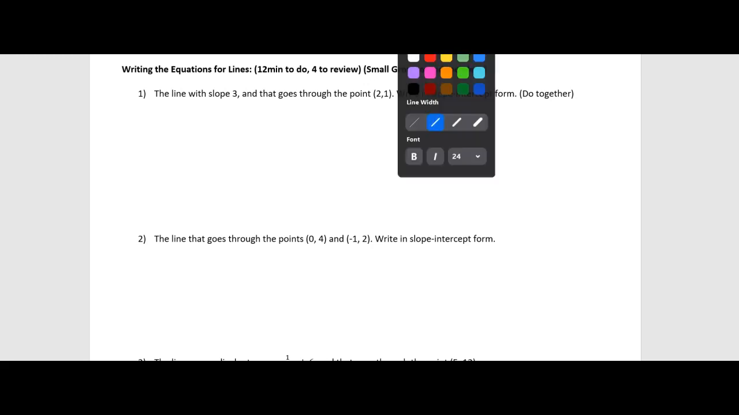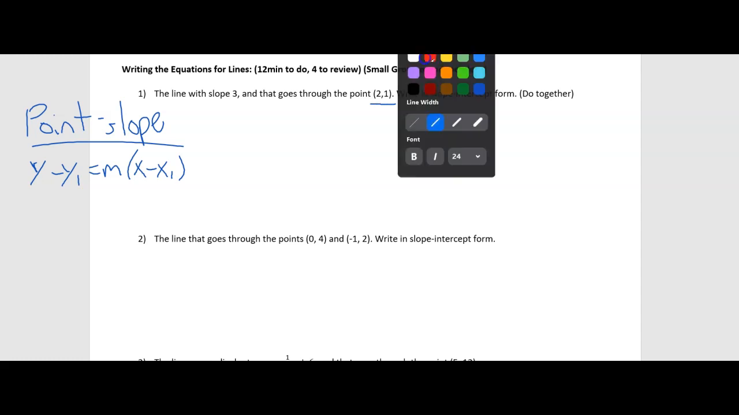All right, so number 1, it says the line with slope 3 and that goes through the point (2, 1). And it's asking us to write in slope-intercept form. So while our end goal is to write in slope-intercept form, we are going to start with point-slope form. So I'm just going to write down the general formula for point-slope form so we can start working with that. So we have y minus y1 is equal to m times the quantity x minus x1. And we know that m is our slope, and x1 and y1 are the coordinates of the point that we're using. In this case, (2, 1) is going to be our x1 and our y1.